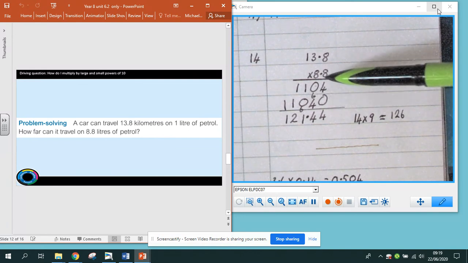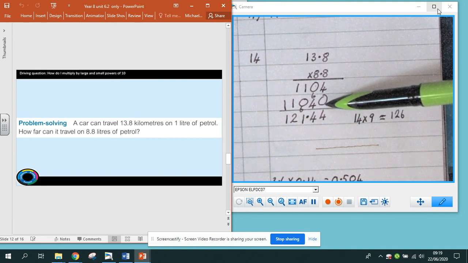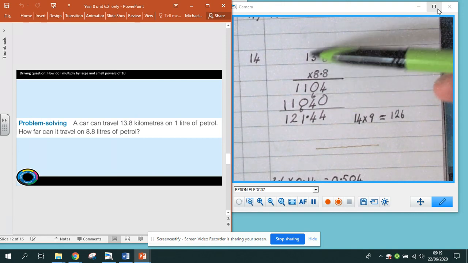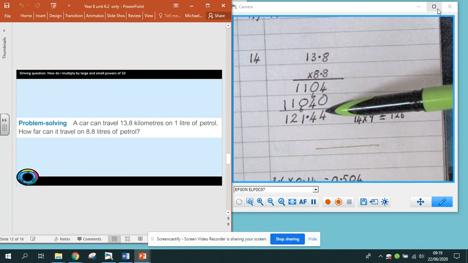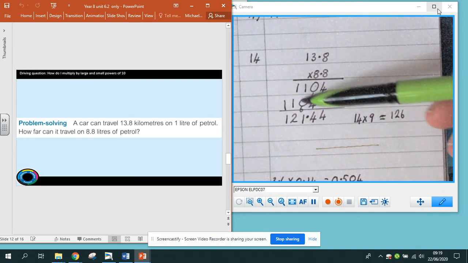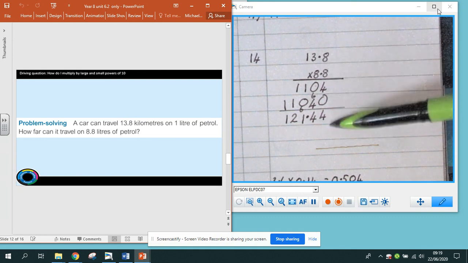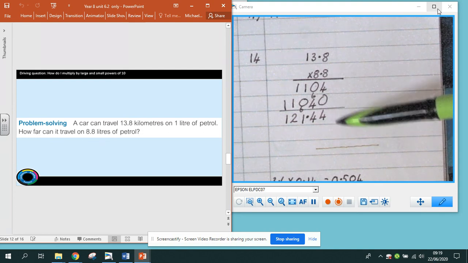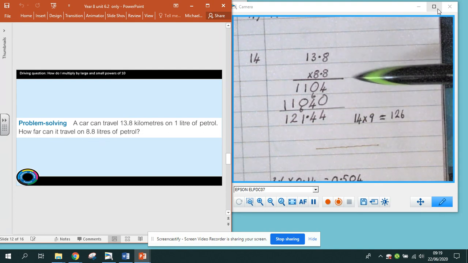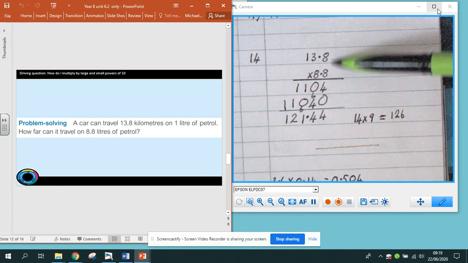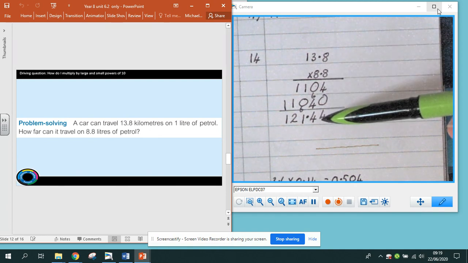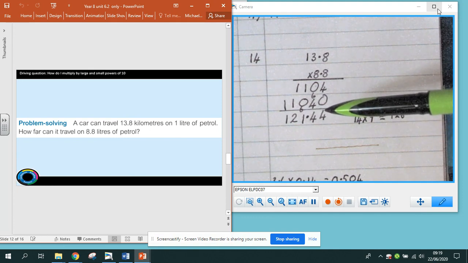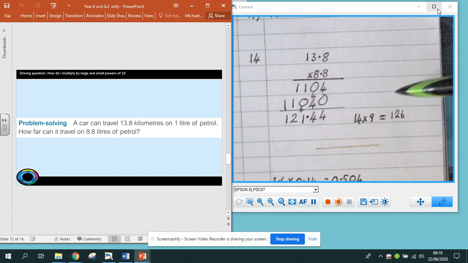Then I'll write down a 0 in the ones column, and I repeat the multiplication again. So I get the same numbers again in the same order, only there's a 0 behind, so that gives us 11,040. I then add the numbers together to give me 12,144. At this point, I look at my question. There are 2 numbers after the decimal point in the question. I need 2 numbers after the decimal point in my answer. So I have to move the decimal point 2 places to the left, which gives me 121.44.